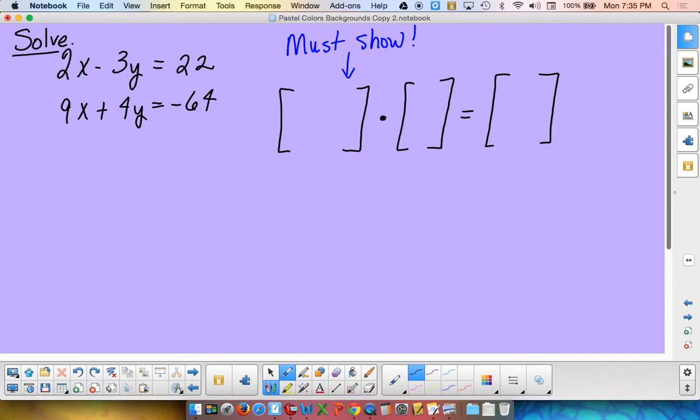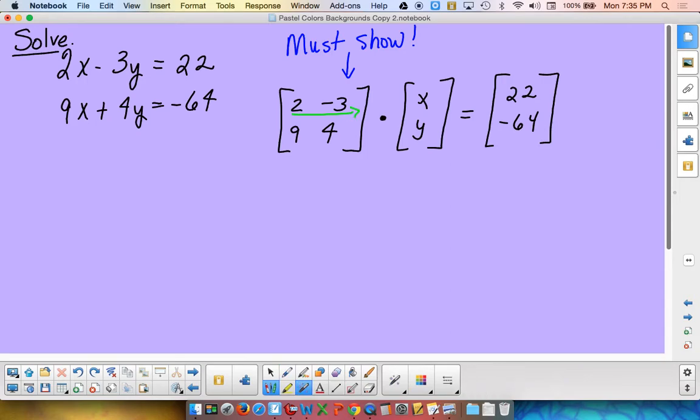In the first matrix, you're going to pull the coefficients off the x's and the y's. In the second matrix, you're going to fill in an x and a y. And in the third matrix, you're going to put the numbers it's equal to. Okay, now check it out.